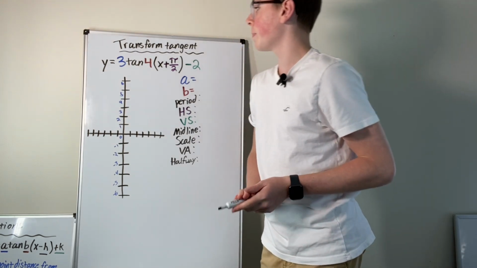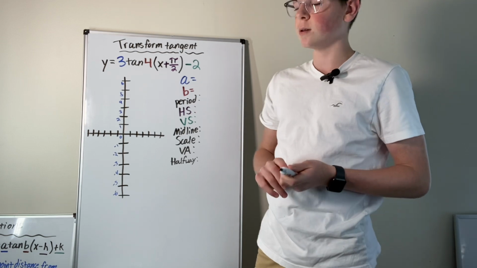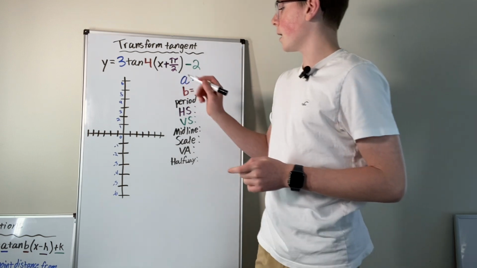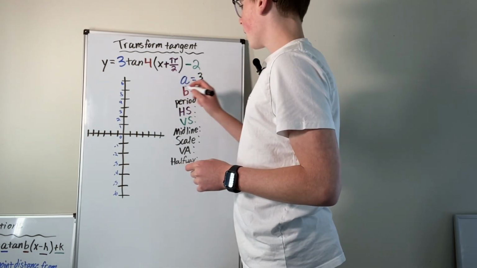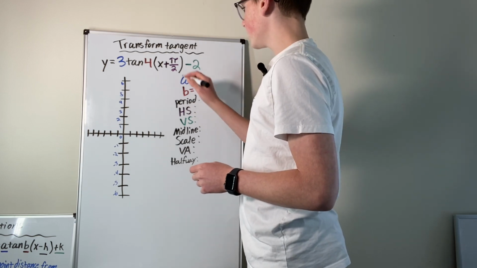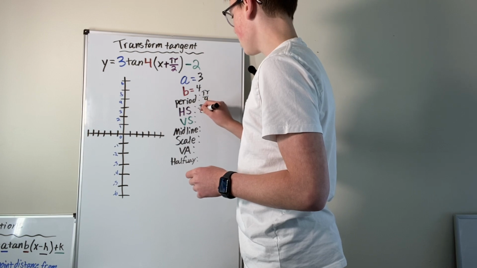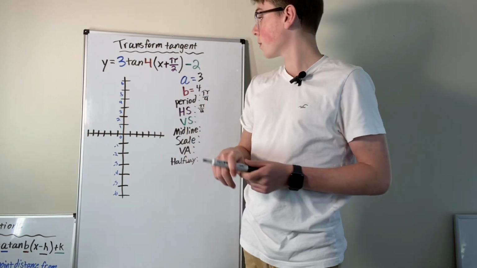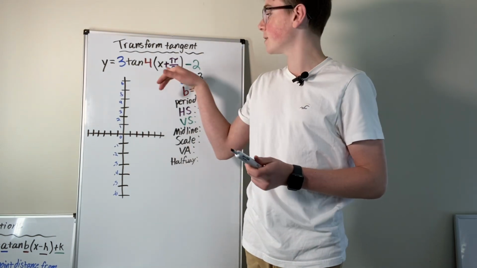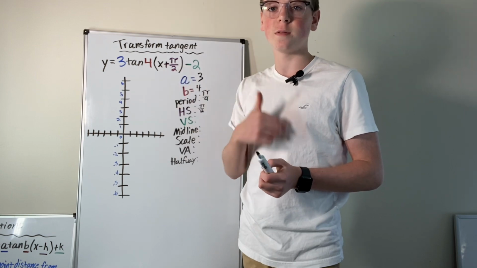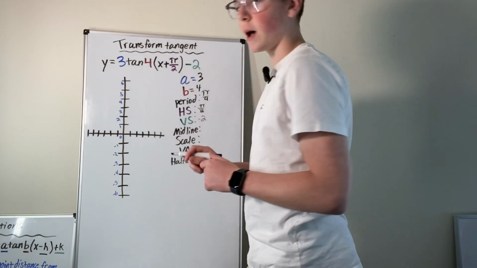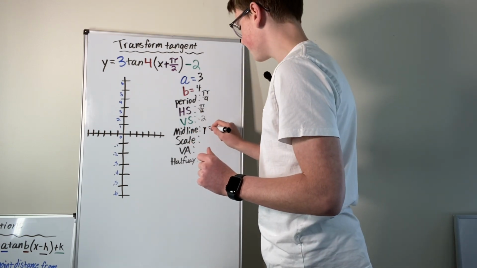So let's transform tangent. Our equation is y equals 3 tangent 4 of x plus pi over 2, minus 2. Our a value, our amplitude, is 3. Our b is 4, meaning that our period is pi over b, which is pi over 4. Our horizontal shift is negative pi over 2. We're moving pi over 2 to the left because, remember, when it's a positive in here, you're moving left. When it's a negative in there, you're moving right. Then the vertical shift is negative 2, meaning our midline y equals k is y equals negative 2.